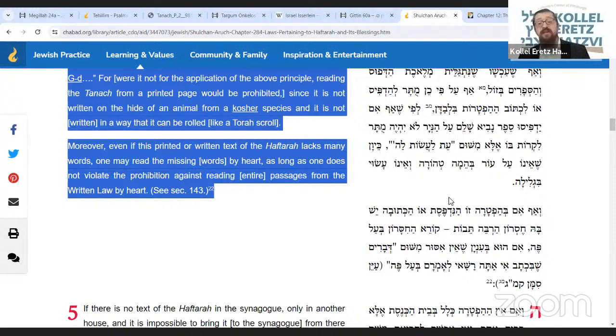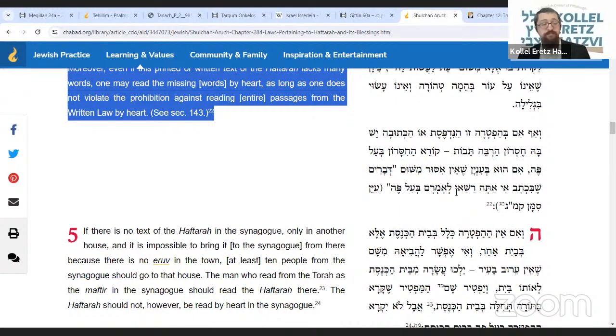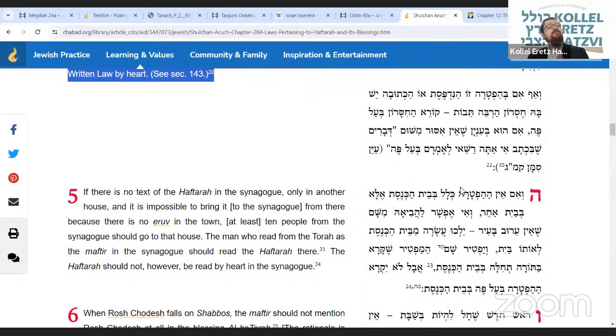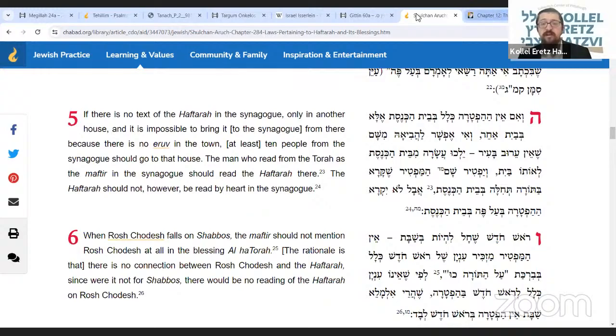And therefore, since everything is printed nowadays, you're able to also have haftorahs from different portions and different sections entirely, and there's no issues whatsoever.